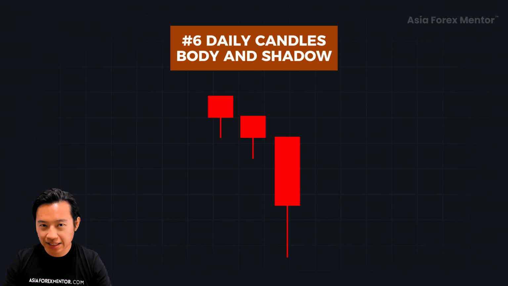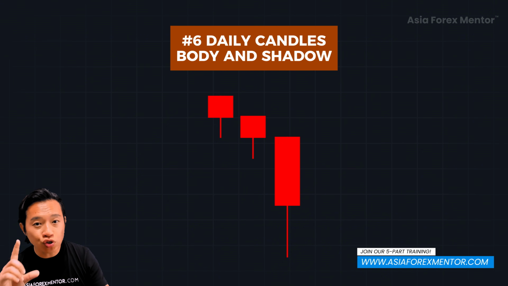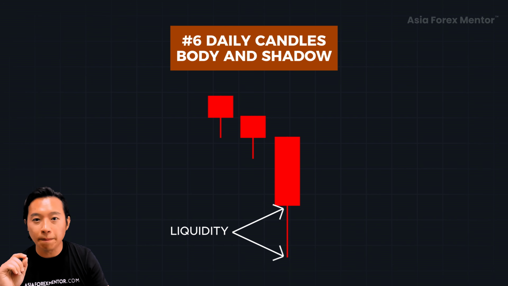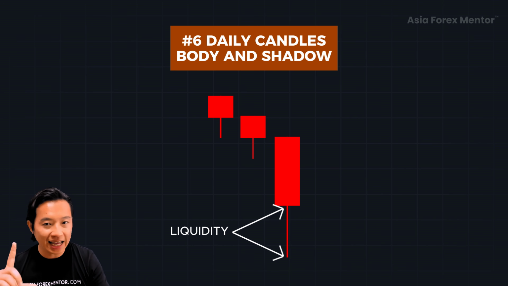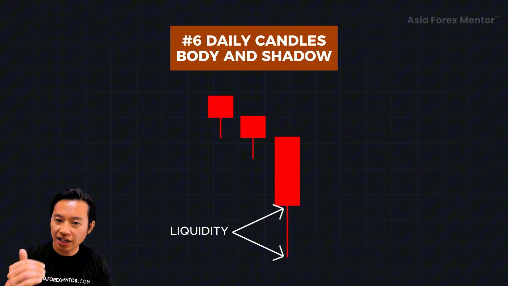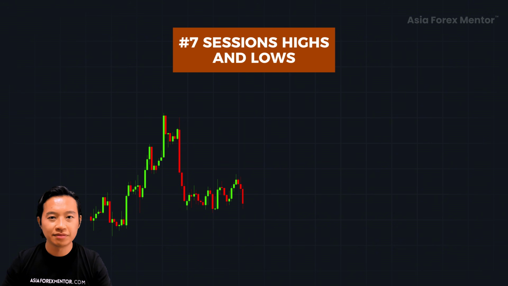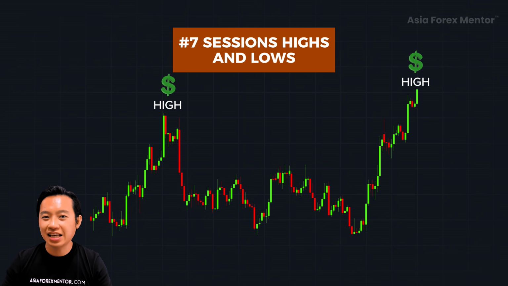Number 6, daily candles body and shadow. So liquidity can also be found near the body or the shadow of daily candles, right? As these areas, they indicate what? Price rejections and significant trading activity at those areas itself. Number 7, session highs and lows.